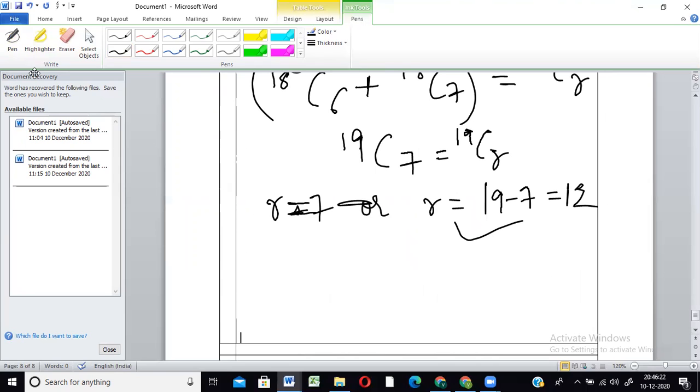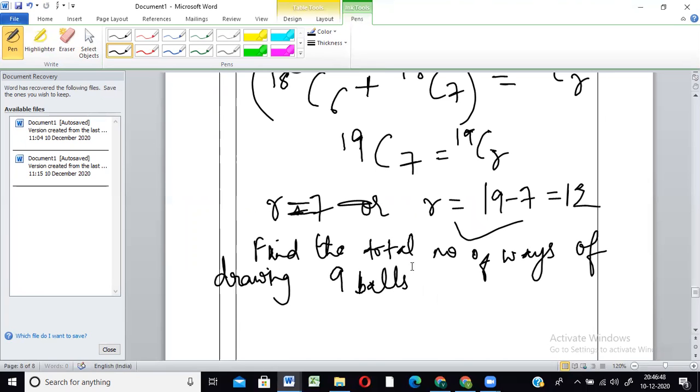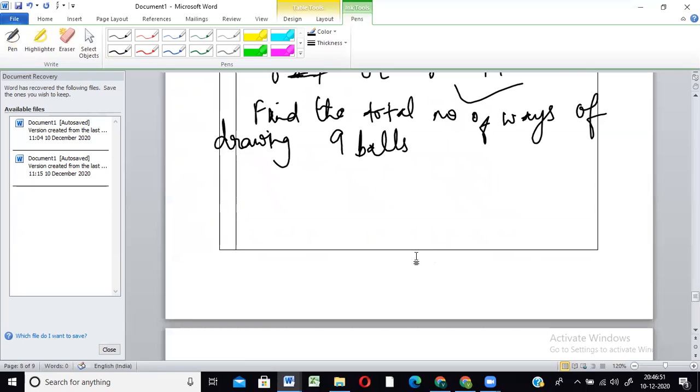Suppose you have a question like this: find the total number of ways of drawing 9 balls. Drawing means nothing but selecting or picking up. So this is actually a combination problem. So don't panic that arrangement is not given here, selection is not given here. Drawing exactly means the same as selecting or choosing objects.